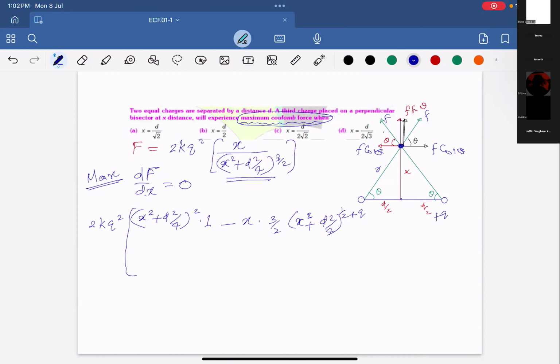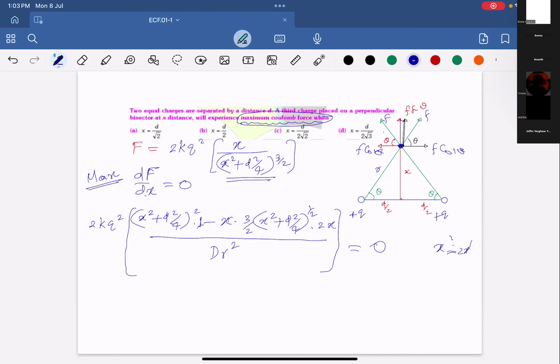Okay. I'm not done yet. I'll do that part one more time. So what have I done? Look at this again. Denominator into derivative of numerator. Differentiation of simply x is 1, minus numerator into differentiation of denominator. 3 by 2 x square into x square plus d square by 4 raised to 1 by 2. But x square is in a bracket, so you have to differentiate it one more time. What is the differentiation of x raised to 2? 2x raised to 1, divided by denominator square, which I don't care about, is equal to 0.